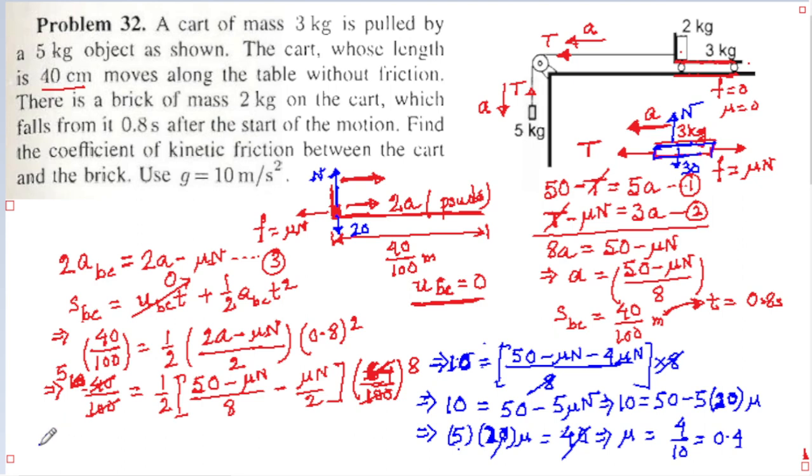Our required answer, the asked question, is to find the coefficient of kinetic friction between the cart and the brick. So the coefficient of kinetic friction mu between the cart and the brick is obtained as 0.4. Here is the answer or solution of this problem.